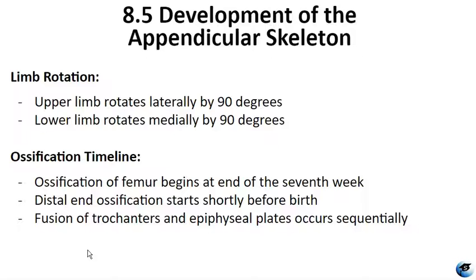The femur's ossification timeline provides insights into its development starting at the end of the 7th week and progressing with sequential fusion of trochanters and epiphyseal plates.